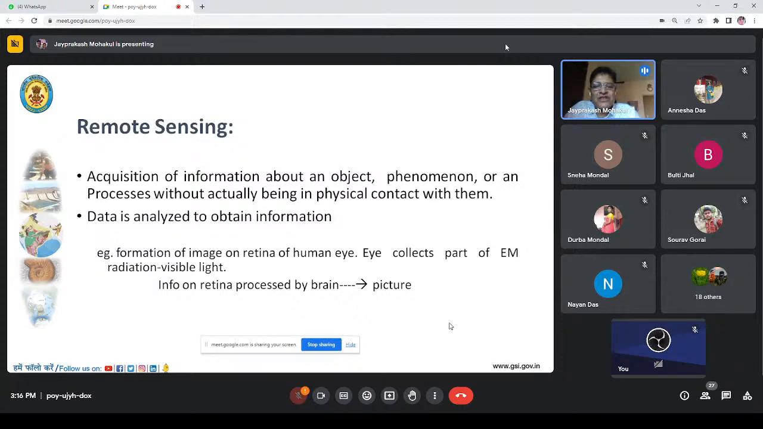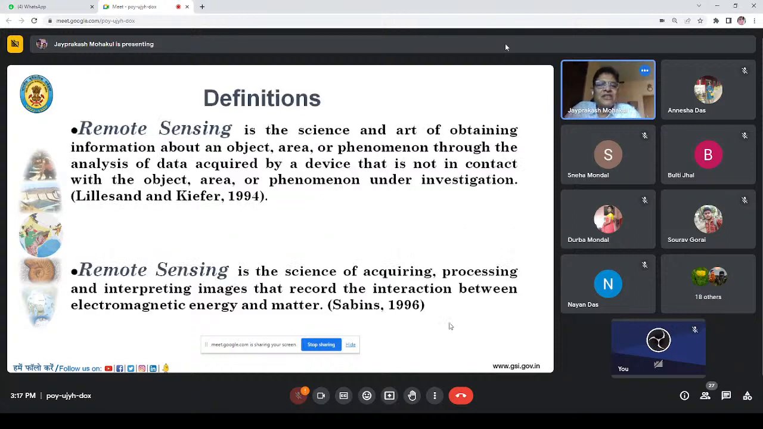Now, formation of image on the retina of the human eye. The eye collects part of EM radiation, visible light only, and information on the retina is processed by the brain. In the retina, you have those photosensors, that is the rods and cones, which actually measure how much light has come, right? These are some of the standard definitions by Lillesand and Kiefer and by Sabins. More or less similar definitions have been given.